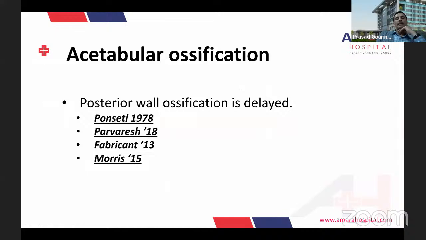The second important thing is there's a lot of cartilage in the acetabulum that may be unossified. And among all, the posterior wall ossifies last. So if somebody has an open triradiate cartilage, we know pretty sure that the acetabulum is not fully ossified. So whatever you see on X-ray is not accurate.